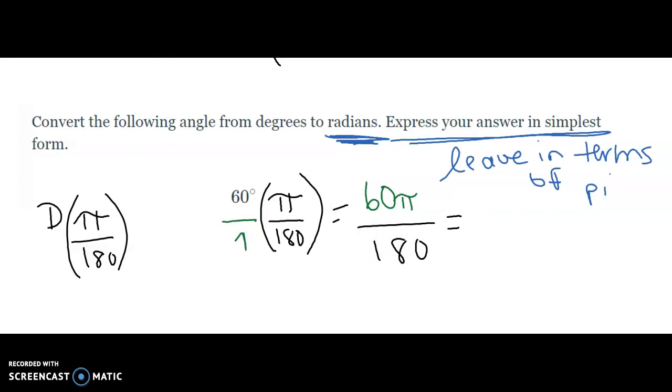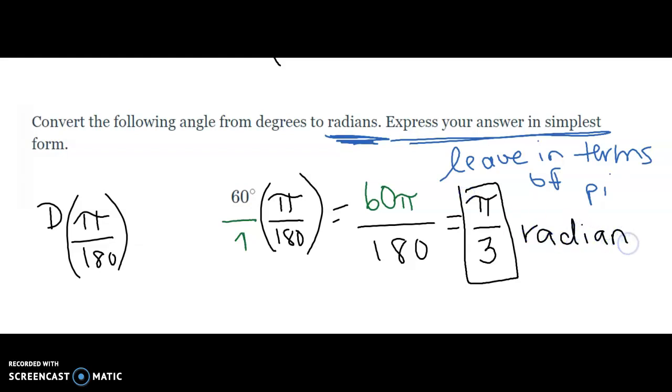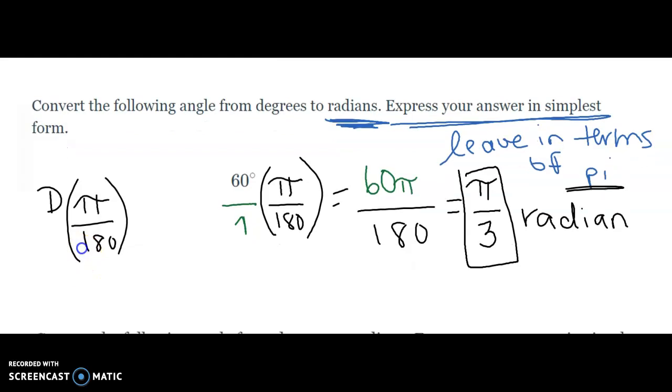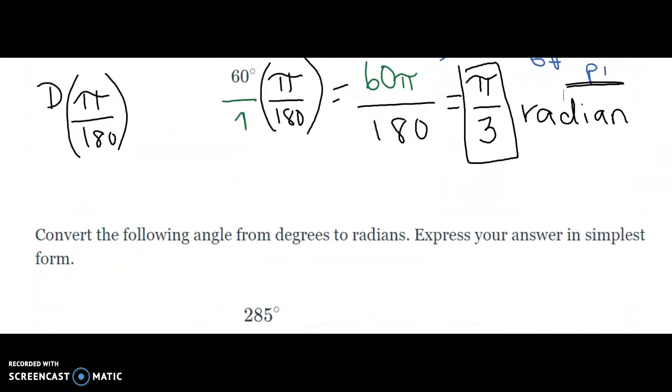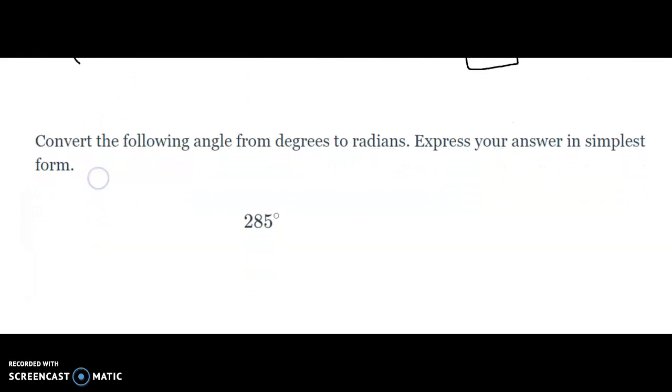I can divide both of those by 60. So that's pi over 3. And there's our answer. It's pi over 3 radians. Notice that this one is a radian measure now. And notice I left it in terms of pi. Okay. You can practice simplifying the fractions on a calculator if you need to. Let's go ahead and try one more before we end the lesson.